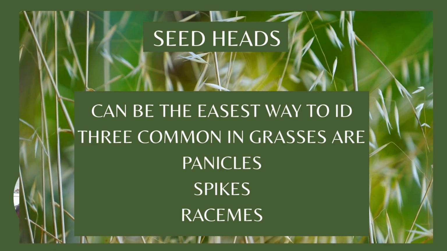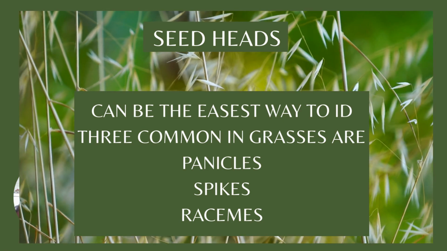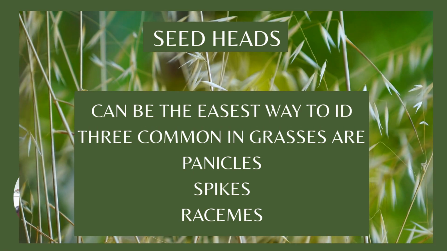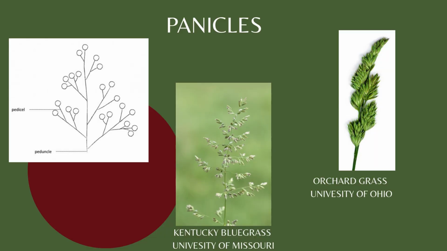Seed heads are one of the easiest ways to tell grasses apart. Generally, there are three types of seed heads that we're looking for: panicles, spikes, and racemes. So first we're going to talk about panicles. And panicles are loose branching seed heads like Kentucky bluegrass or orchard grass.